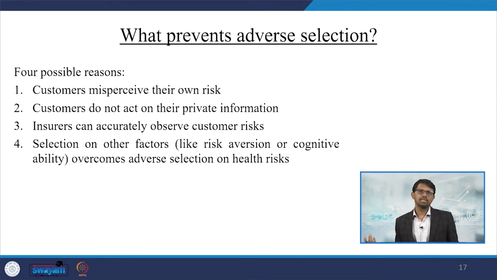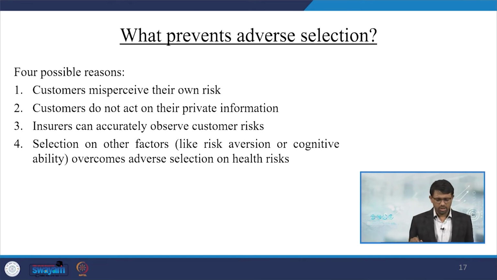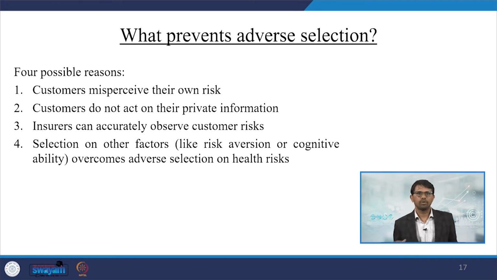Four possible reasons, and I think I need not explain much. Customers misperceive their own risk. Customers do not act on their private information. Insurers can accurately observe customer risk. And selection on other factors, such as cognitive ability and extent of risk aversion, can overcome adverse selection in health risk. So these might prevent the adverse selection problem.